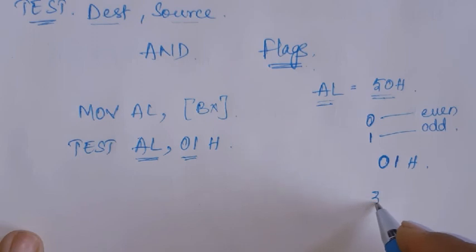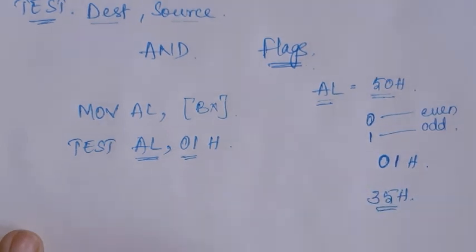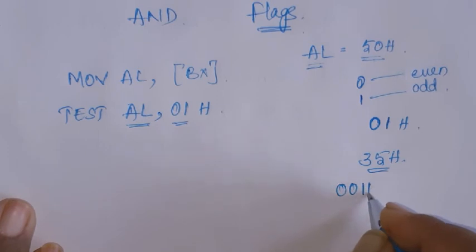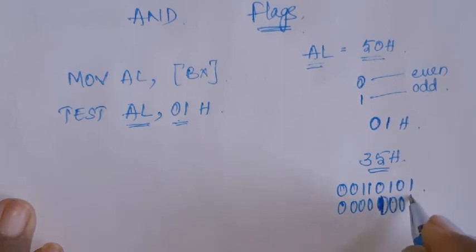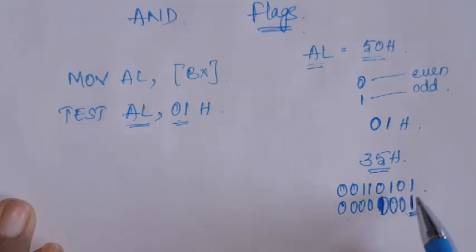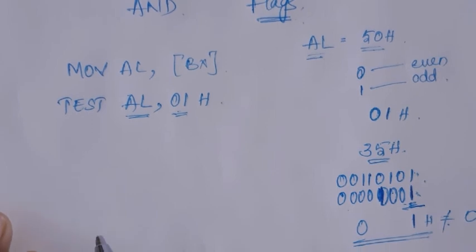Let us suppose I have 35H in the AL register. When it is ANDed with 01, only this bit will be 1. What will be the result? All are zeros, and this is 1 ANDed with 1. So the result will be 0 1. Okay, that means the result is not equal to 0.